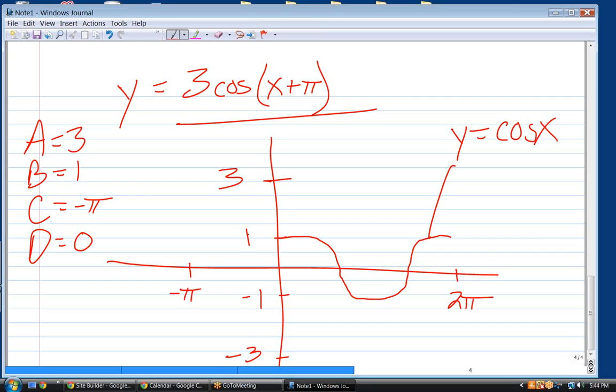The best thing to do at this point is figure out what your period is, mark off your beginning and ending points, and divide it into fourths. So this is going to be my beginning point. Where's my ending point? It's going to be at pi. Divide that into fourths. There's one, there's another one, there's another one. That's minus pi over 2, that's plus pi over 2, and that's 0.